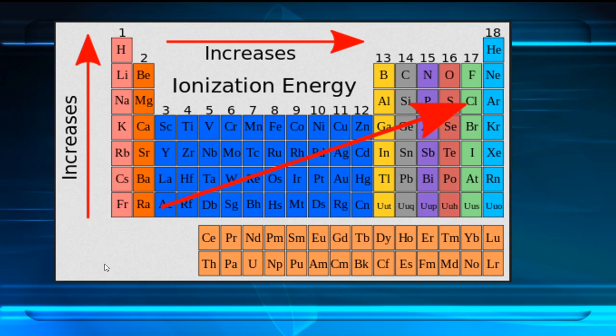The last one we're going to talk about is ionization, and it has the same trend as your electronegativity. And remember, ionization is the ability to just get rid of an electron.